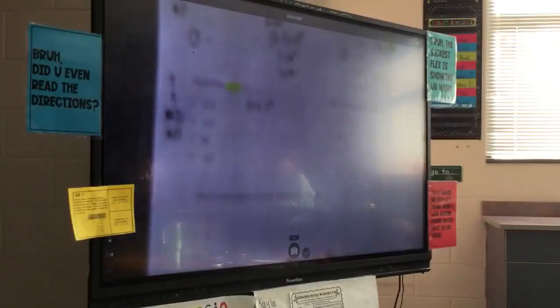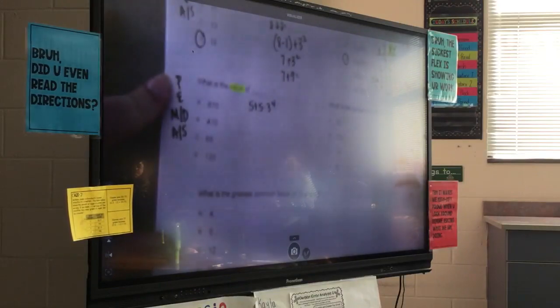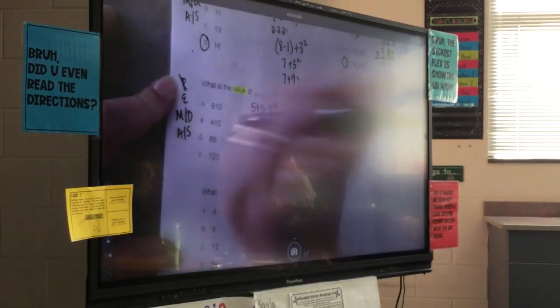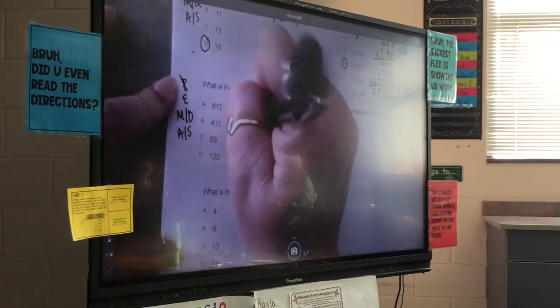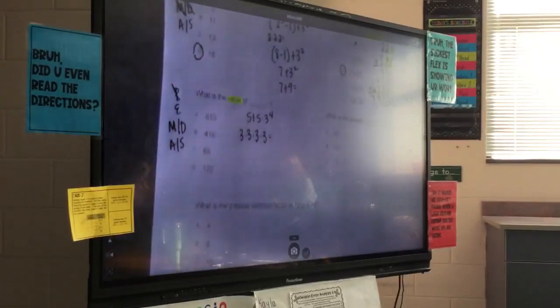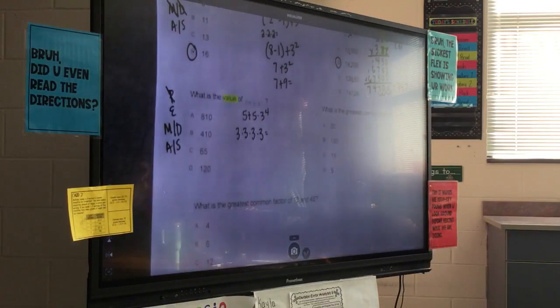All right, so I'm looking for parentheses. Do I have any? Yes or no? No. Do I have exponents? Yes, I do. So 3 times 3 times 3 times 3. All right. Raise your hand and tell me, what is 3 times 3 times 3 times 3?